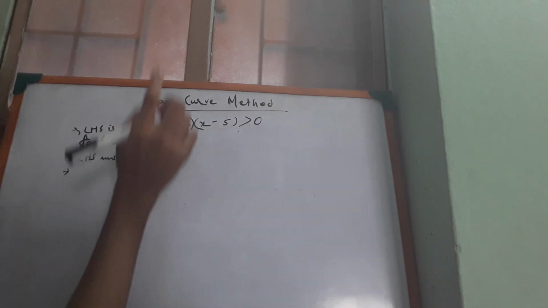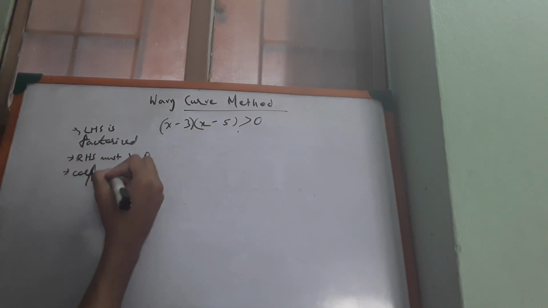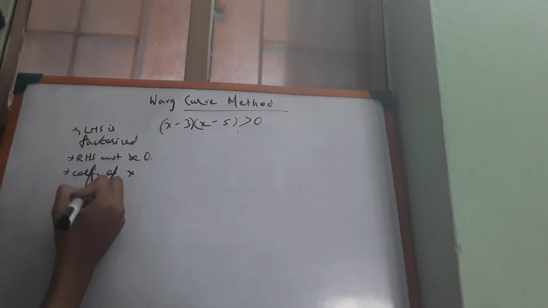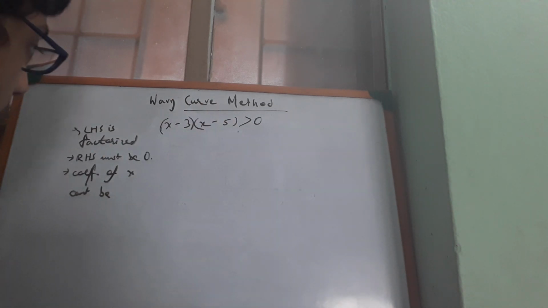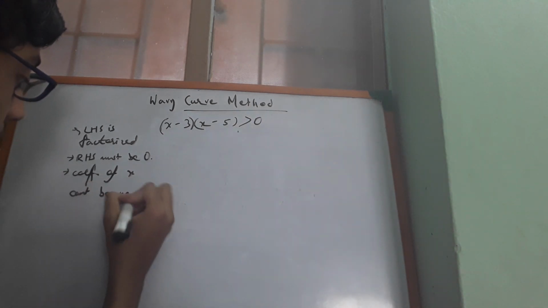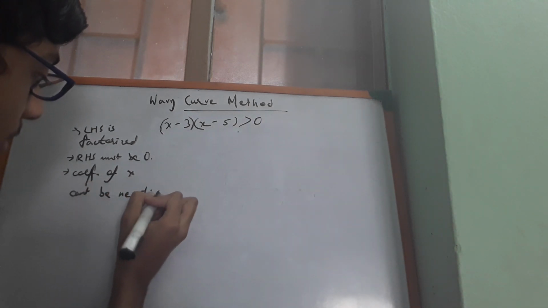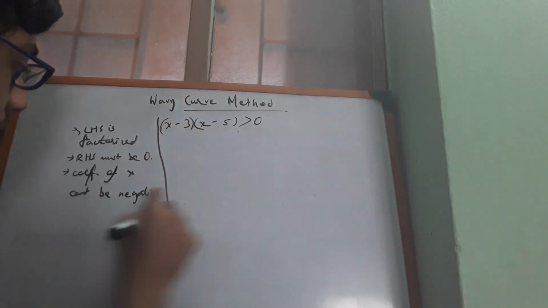And one more condition: the coefficient of x, that's a variable, can't be negative. If it's negative, you have to multiply both sides by -1, and that will give you positive, but you have to do the sign change also, because I'm multiplying by -1. That's the basic thing. Okay, let's keep these points.